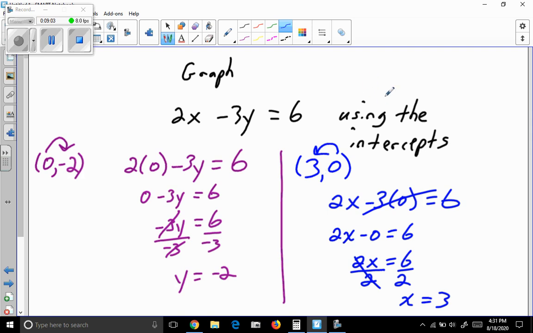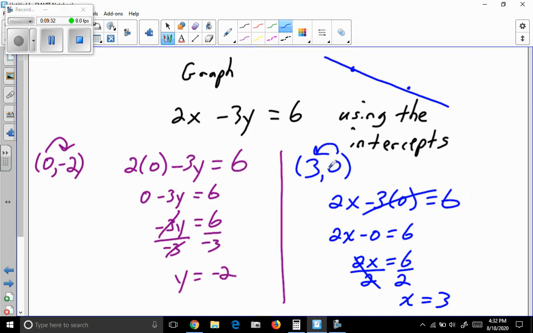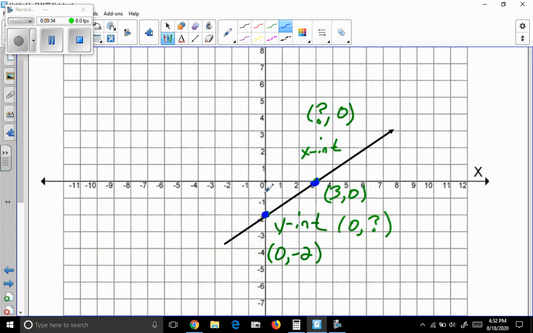So if we know that this is a line, which we haven't really gotten to yet, it only takes 2 points to determine a line. You have 2 points, you can draw a line that goes through those 2 points. So if we look at this graph, here is (0, negative 2). Here is (3, 0). And those are the intercepts that we just found. So if we were to plot those 2 points and draw a line through them, that's the line that we were looking for.